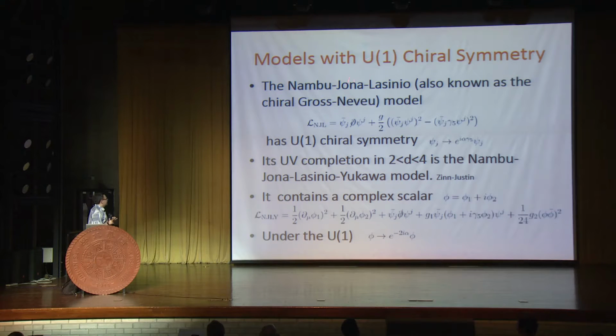Now there is an extension to models with U(1) chiral symmetry. There is the Nambu-Jona-Lasinio model, also often called the chiral Gross-Neveu model, which now has this more complicated quartic interaction. It has a U(1) continuous chiral symmetry now, not just a discrete one. And so what's the UV completion of this model? Well, the answer is basically obvious. It's just another type of Yukawa model, which contains now a complex scalar, which is rotated by this phase under the chiral symmetry. And this was suggested at the end of that same Zinn-Justin paper.